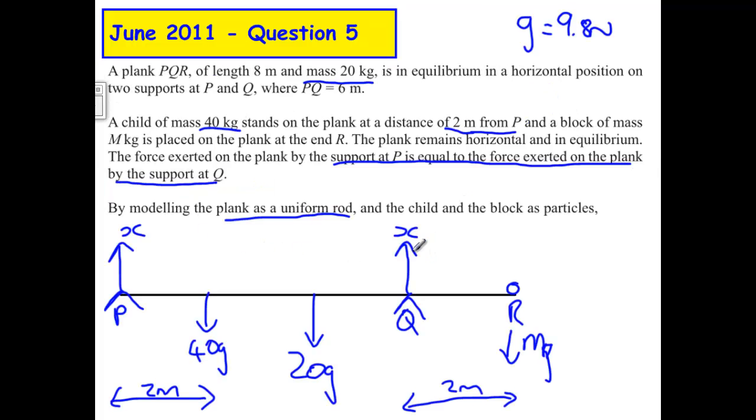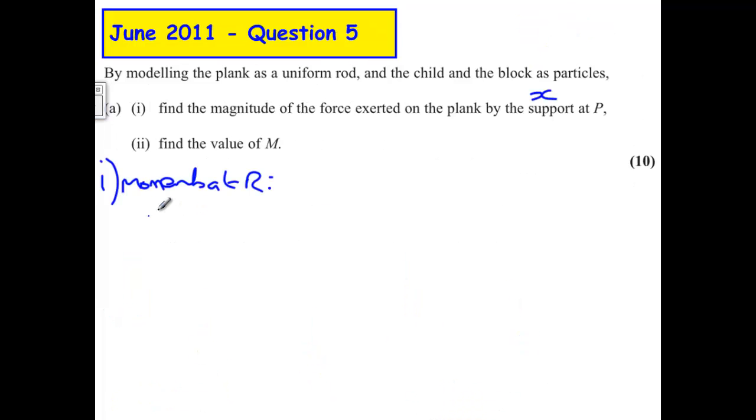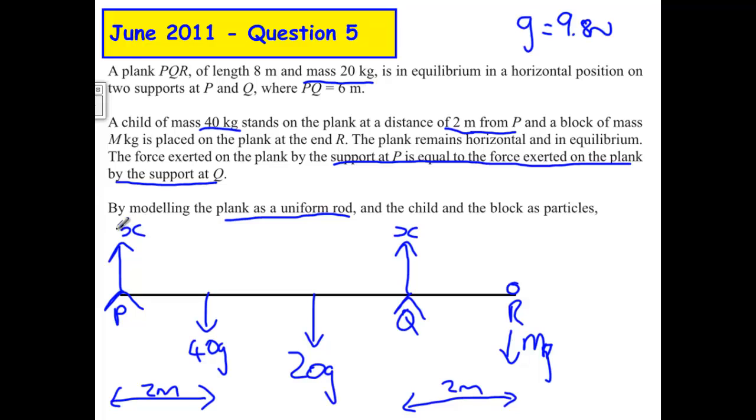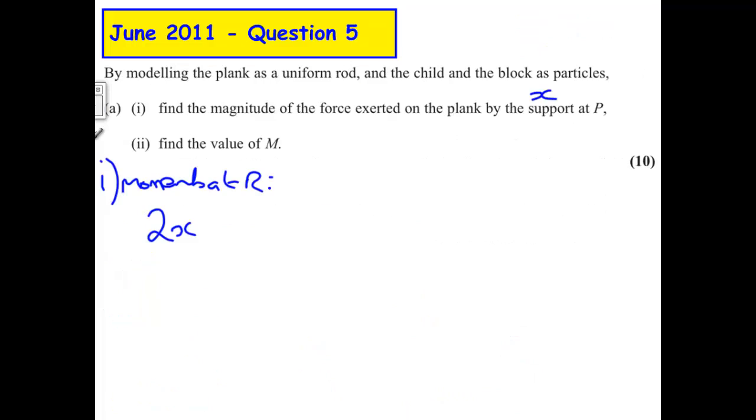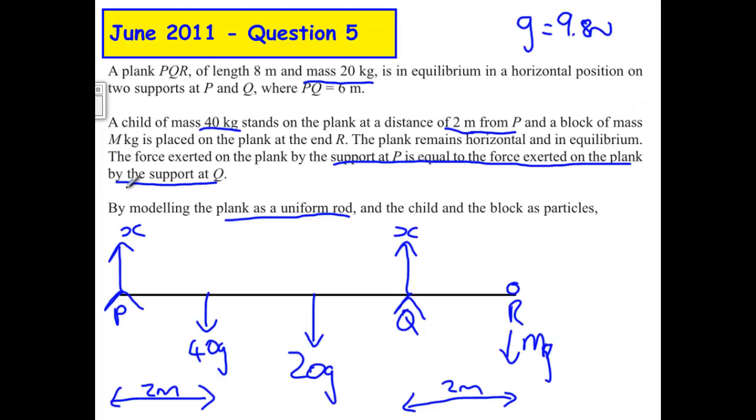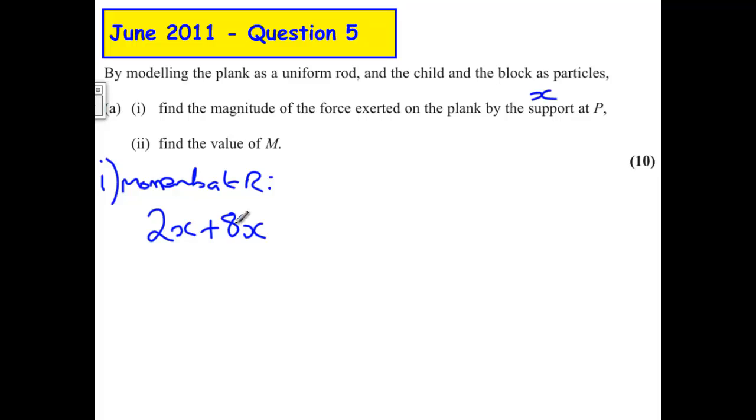And I'm going to set my clockwise moments, which will be x times 2, 2x, and I'm also going to have x at P, which is a distance of 8 meters from R. So that's going to be add 8x. So this is the moment at the support Q is 2x. This is the moment at the support P.